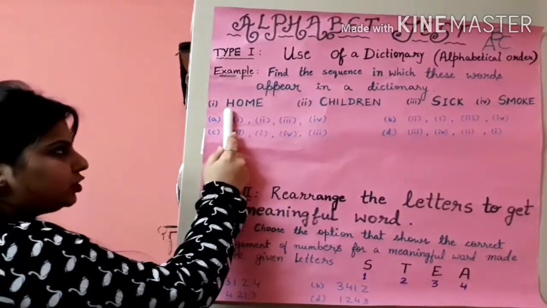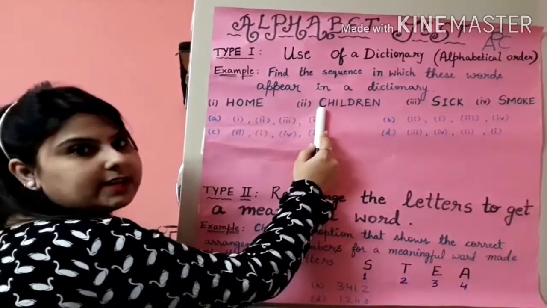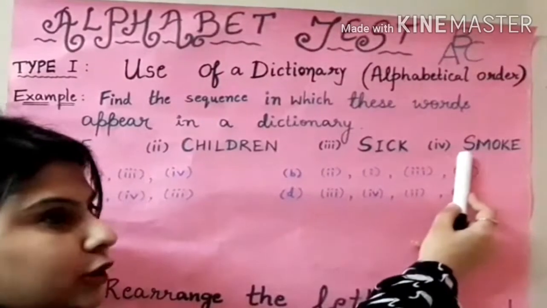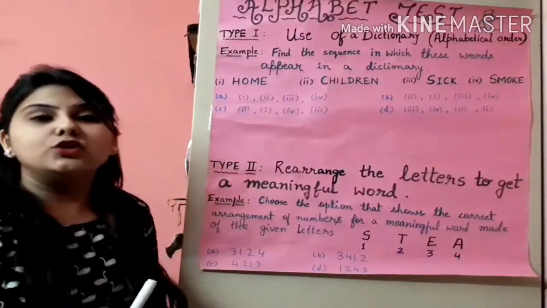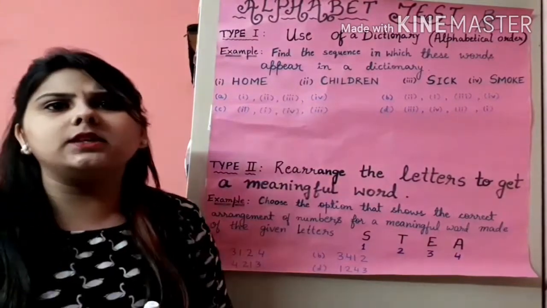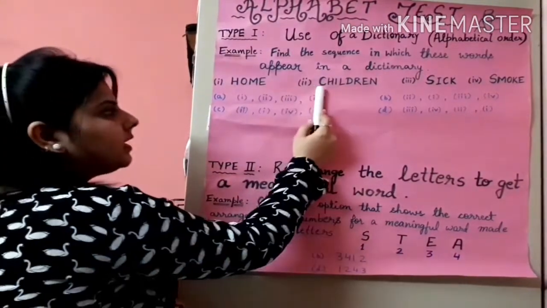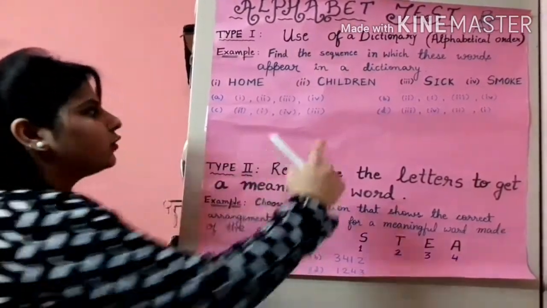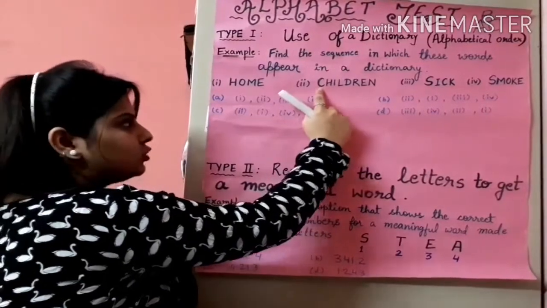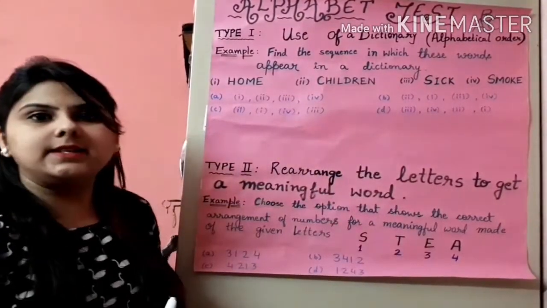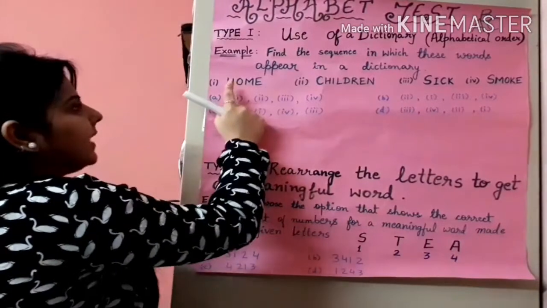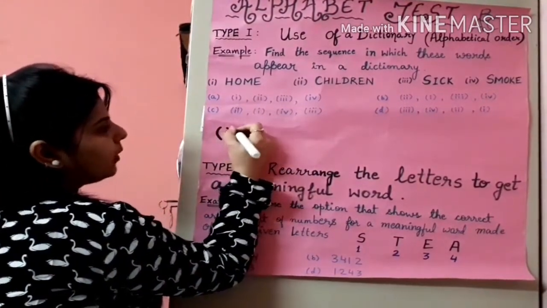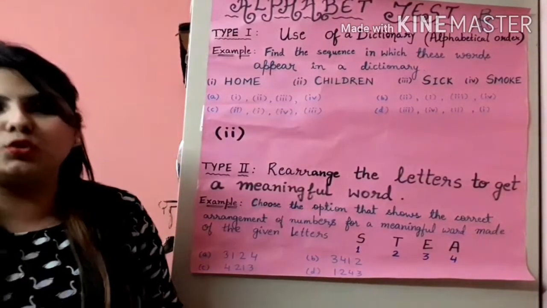It is H. Then for the second we have C. Then for the third we have S. Then again for the fourth we have the letter S. If we notice which letter comes first, C comes first, as we go with the letters A, B, C. So we have C first. So the first word will be children. So according to us the first option is option number 2.